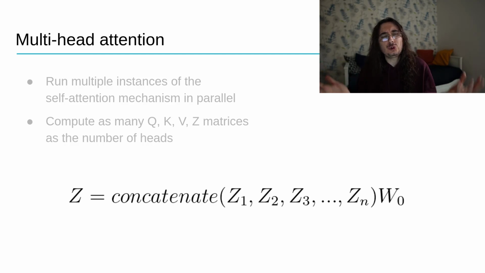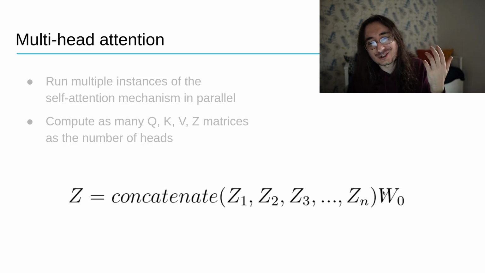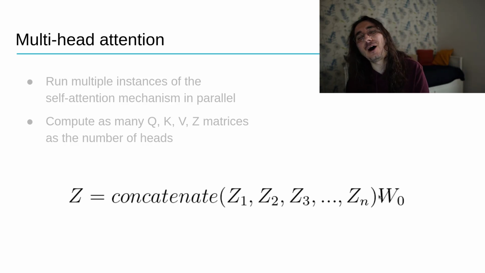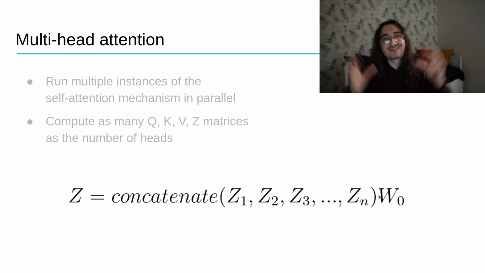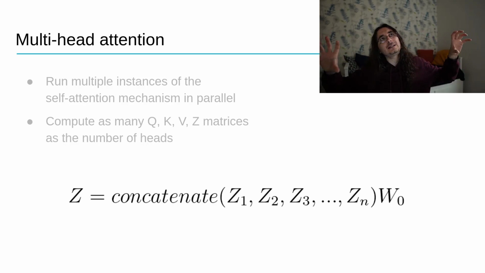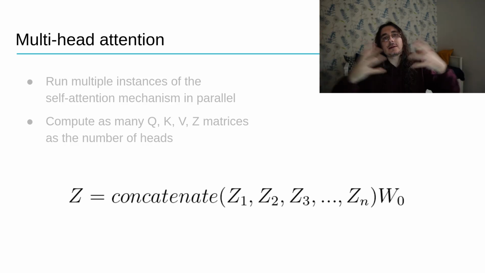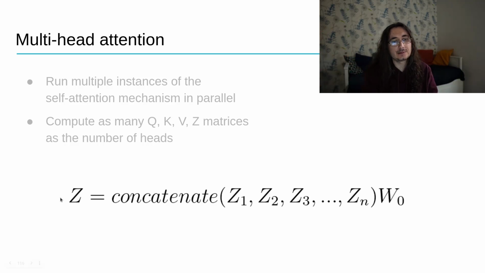So what should we do at that point? Well, that's quite straightforward. We take all of them, we concatenate them, and we just, why not, multiply them by a weight matrix. But the basic idea is that you get all the outputs, all the attention matrices out of the parallel self-attention heads, and then you concatenate all of them and you get this big Z here.